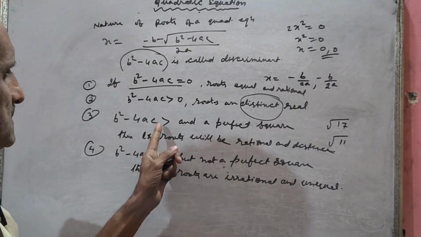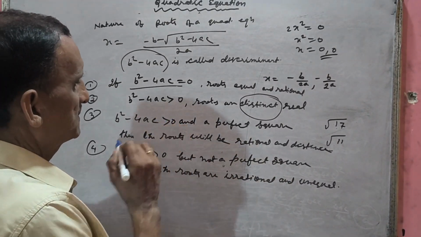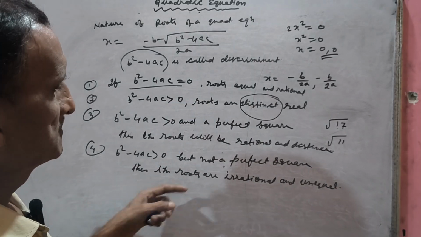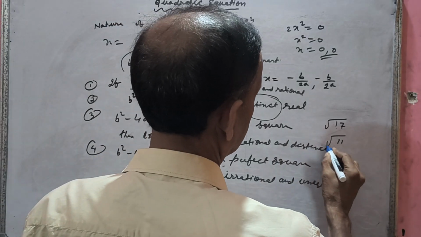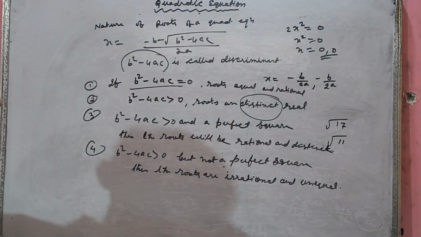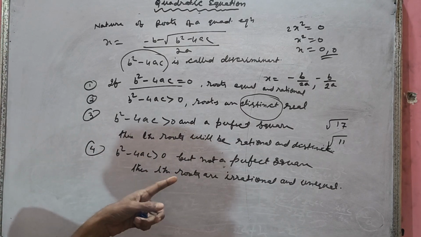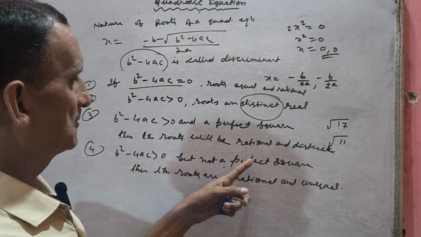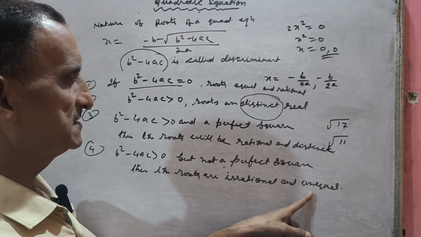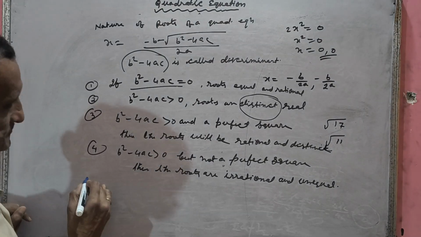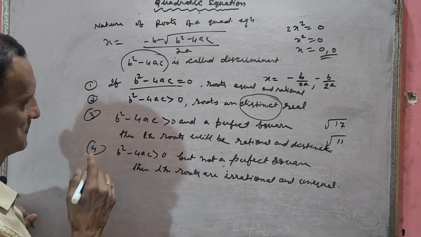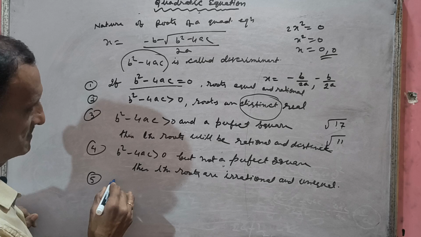If greater than 0 and a perfect square, then roots will be distinct and rational. If greater than 0 but not a perfect square, roots will be distinct, unequal, but irrational. Now, why always greater than 0? It can be less than 0 also.